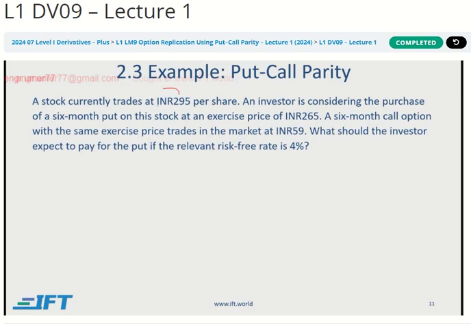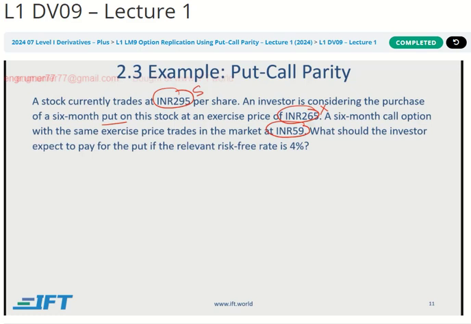So let's look at an example. There is a stock trading for Indian rupees 295 per share. An investor is considering purchasing a 6-month put option on this stock with an exercise price of INR 265. So this is X, this is S. A 6-month call option with the same exercise price is for Indian rupee 59. What should the investor pay for the put if the risk-free rate is 4%?